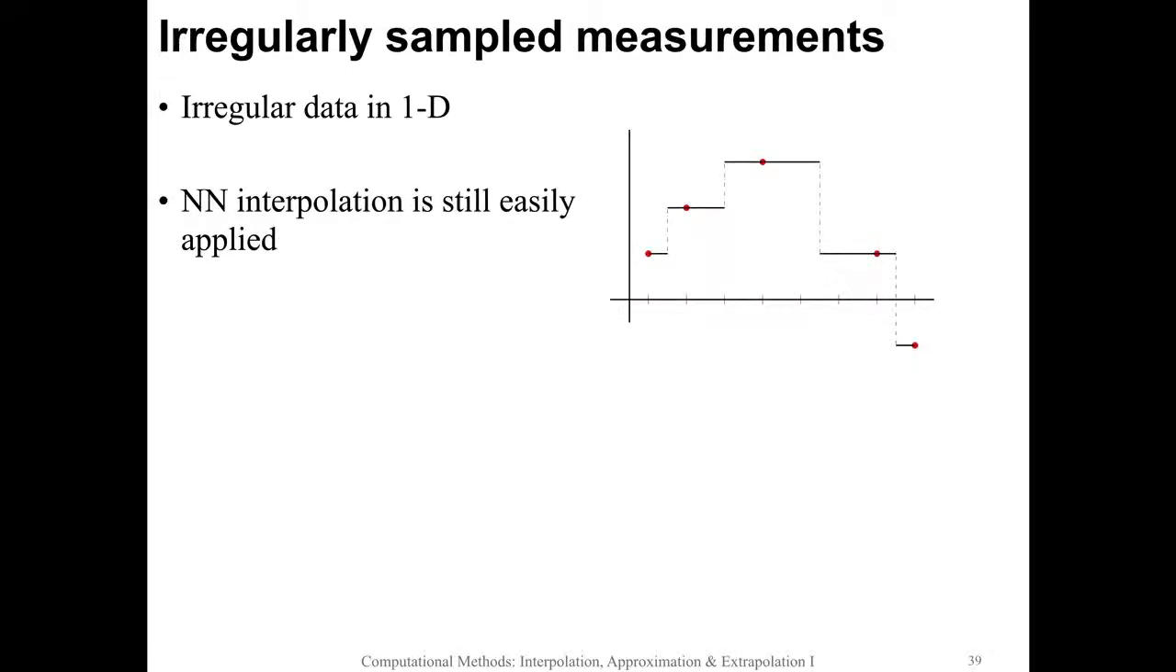Nearest neighbor interpolation is still easily applied. All we have to do is to put a horizontal function through each data point, and as we move towards the next data point, when we get to the halfway point between them, we have to jump to the next value. So we move along from each data point. When we get to the halfway point between it and the next data point, we have a discontinuous jump and we adopt the next value at that location.